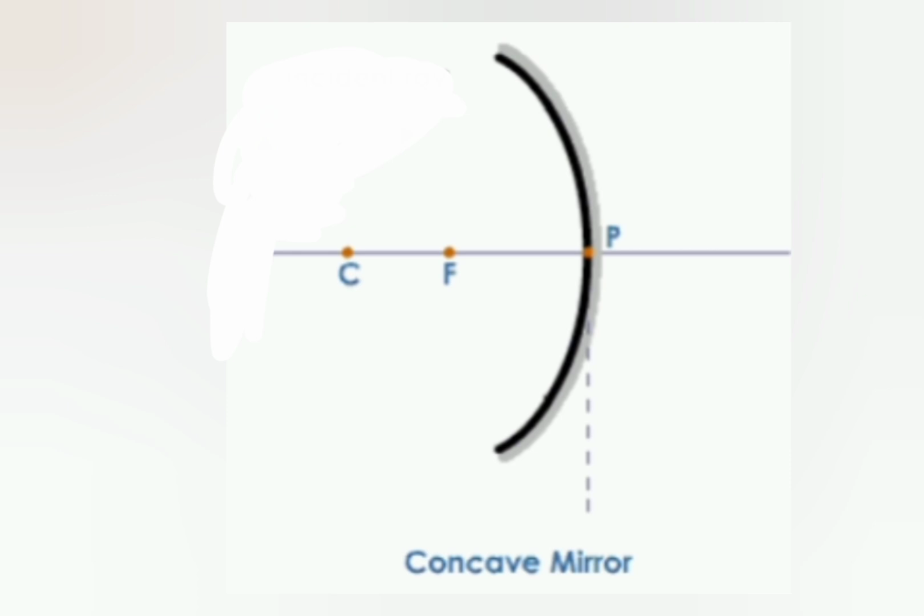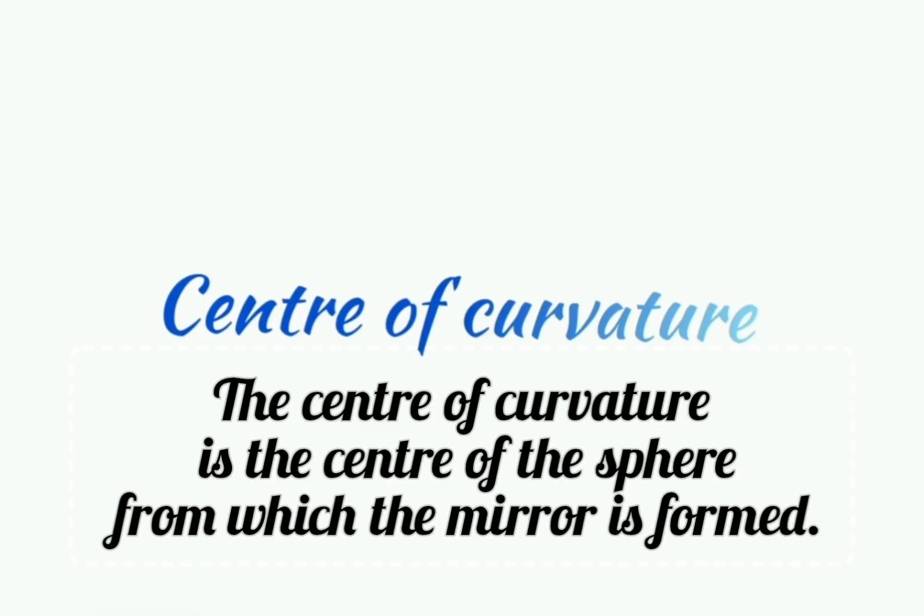So you know about sphere, right? A sphere has a center. That center of the sphere from which the mirror is formed, or of which the mirror is a part, is called the center of curvature. The center of curvature varies slightly with the type of mirror.